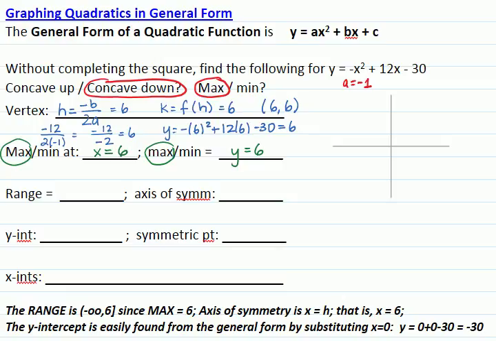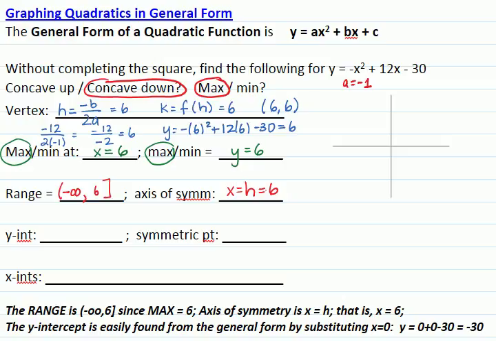Since we know that it is concave down and it has a maximum, the range is going to be from -infinity to the maximum, which is 6. And the axis of symmetry is always x equals h, and h is equal to 6.